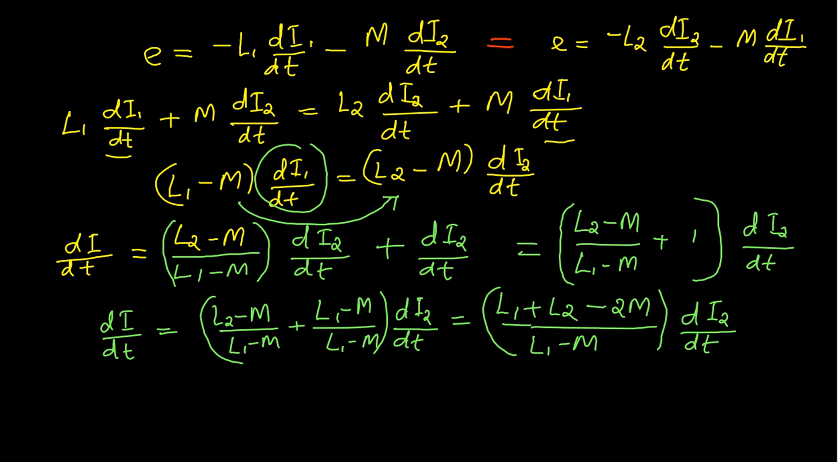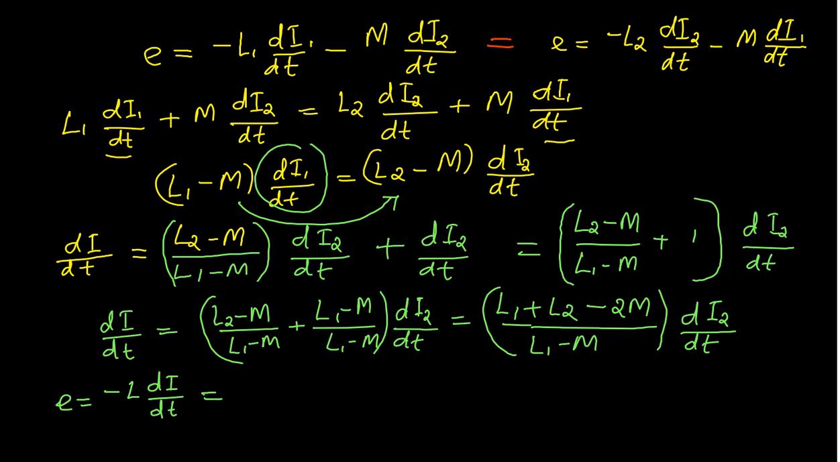If L is the effective inductance due to the coils L1 and L2, then the induced EMF in the parallel combination E is equal to minus L into di by dt. That is equal to the induced EMF in any one coil.